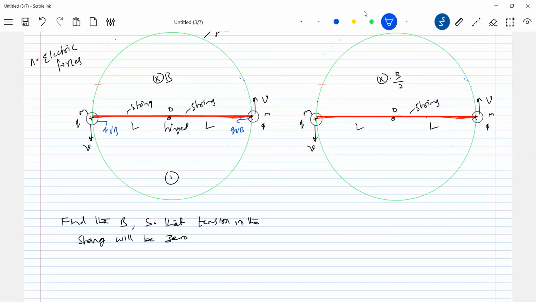If you want to assume tension, so what is the magnetic field? He himself is asking that tension in the string must be 0. So therefore, shall we assume QVB equal to mv square by L? What should the magnetic field be equal to? mv by QL. So this is the magnetic field strength.